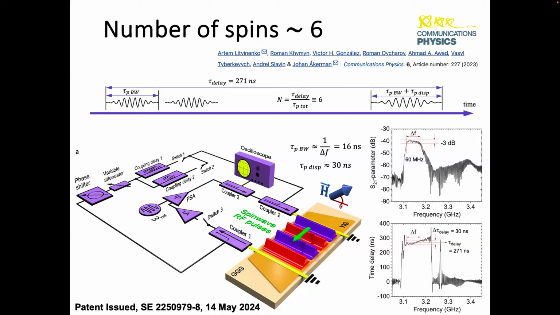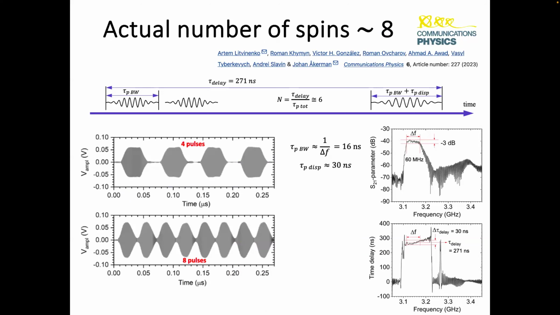6 pulses is probably what we can fit based on these measurements. So if we do that, if we fit 4 pulses, they are well separated. And if we fit 8 pulses, they are barely separated.